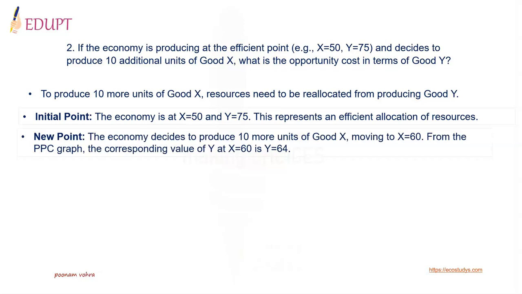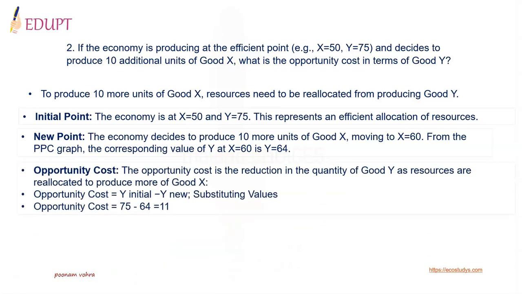Now the new point would be when the economy decides to produce 10 more units of good X, moving to X is equal to 60. From the PPC graph, we have already noticed that the corresponding value of Y when X is 60 is Y as 64. Now we need to find out the opportunity cost. Opportunity cost is the reduction in the quantity of good Y as resources are reallocated to produce more of good X. So opportunity cost would be Y as initial units produced minus Y as new units produced.